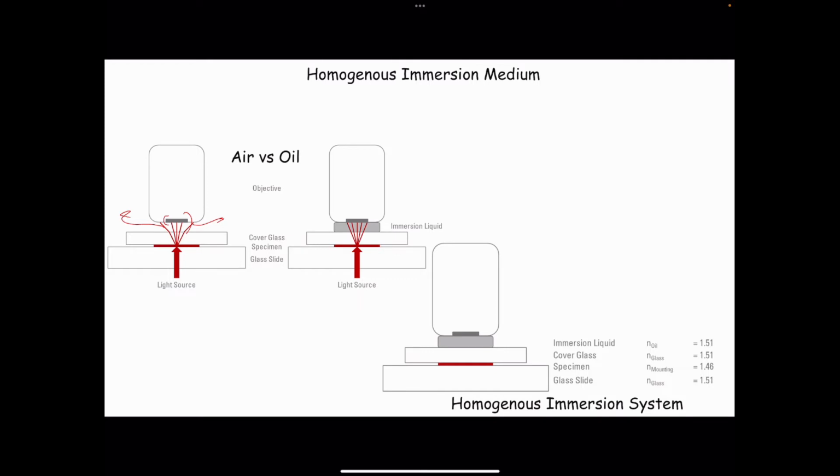Now, in order to avoid this, we thought of putting in an immersion liquid. An immersion liquid is basically any liquid media which is compatible with your objective and your sample, and it should have one good factor, which is a higher refractive index. Now what will happen when your light emerges from the cover slip?